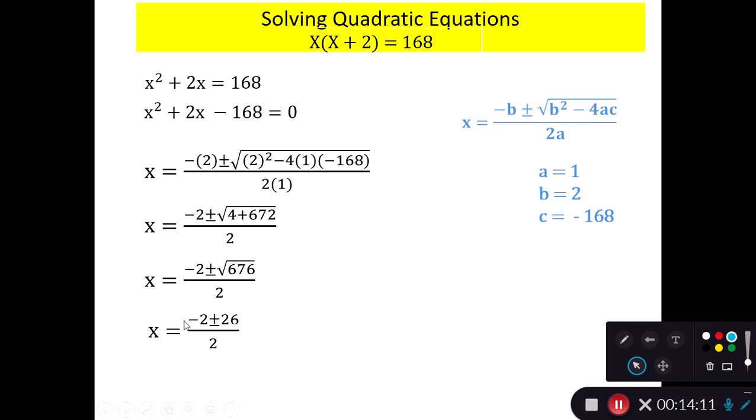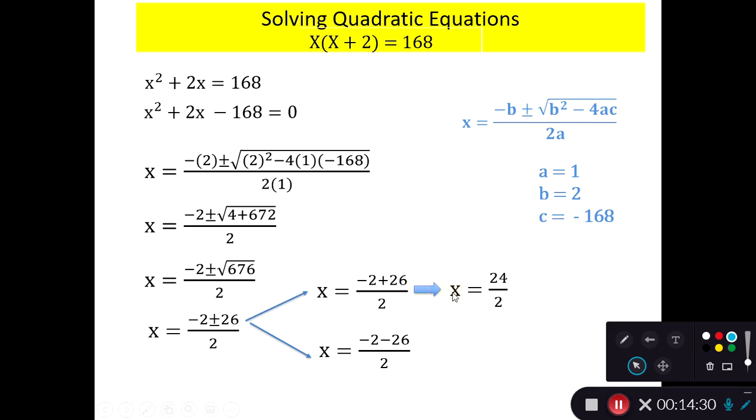So now you're going to have negative 2 plus or minus 26. You have to break that up into two equations. x equals negative 2 plus 26 over 2, and x equals negative 2 minus 26 over 2. And work the problem. This is 24 over 2, which is 12. And this is negative 28 over 2, which is negative 14.